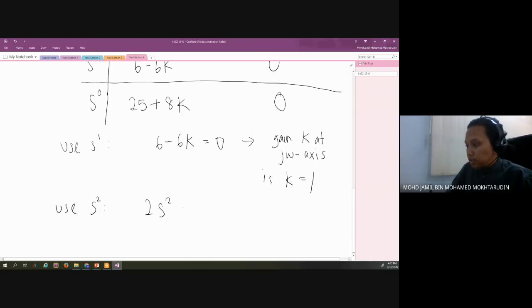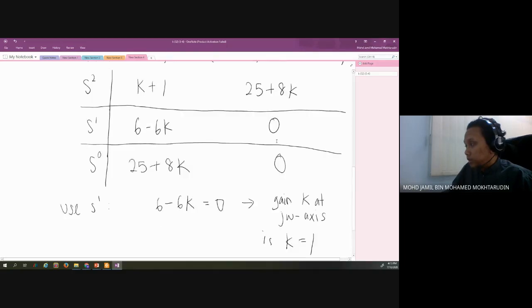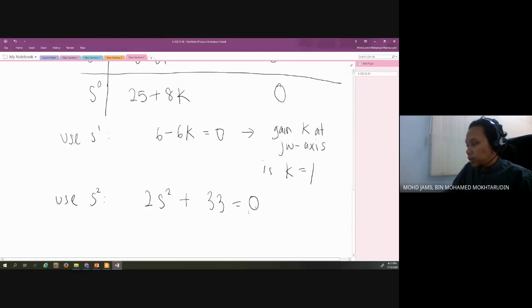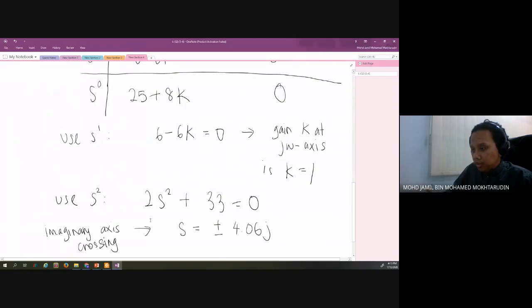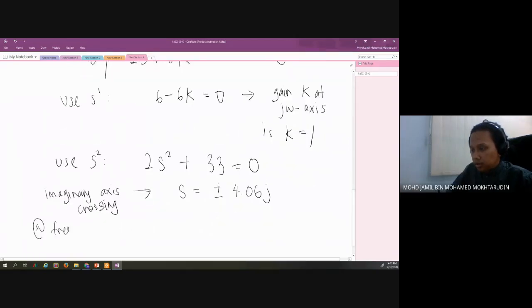You get 2s squared plus 33 equals 0. So substitute 1 here and 1 here, and then write in terms of polynomial. Then here you get s equals plus minus 4.06 j. So this is the imaginary axis crossing, or the frequency at marginal stability.